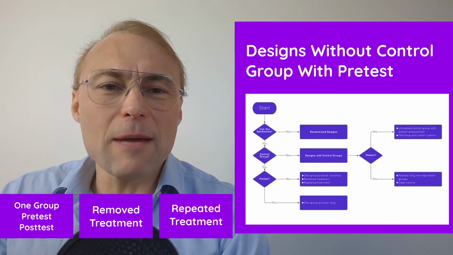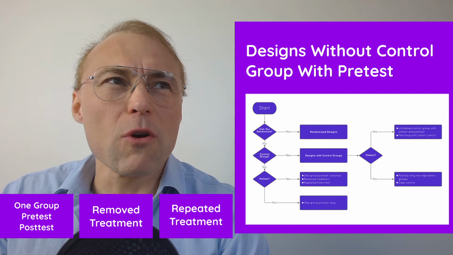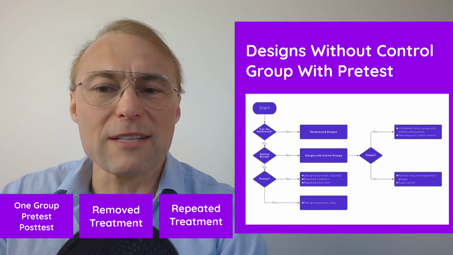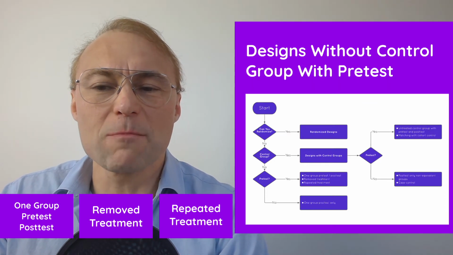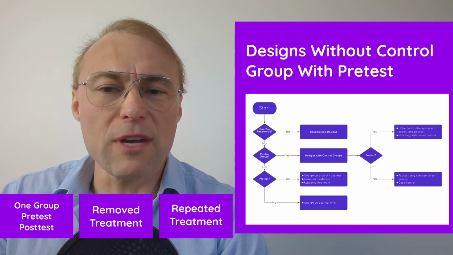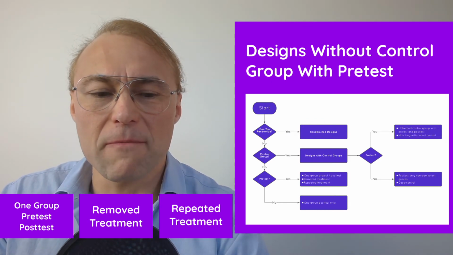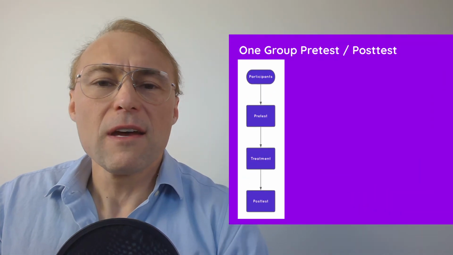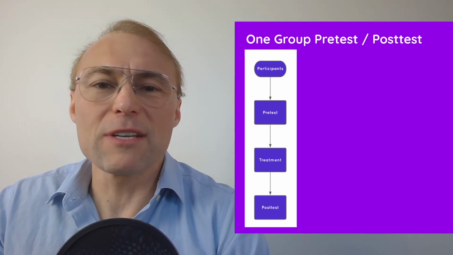So there are three types of designs that do not have a control group, but also do have a pretest. Those are the one group pretest post-test, the removed treatment, and the repeated treatment. Now the one group pretest post-test is a pretty simple design.